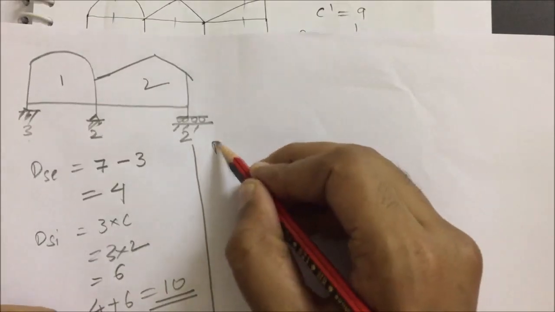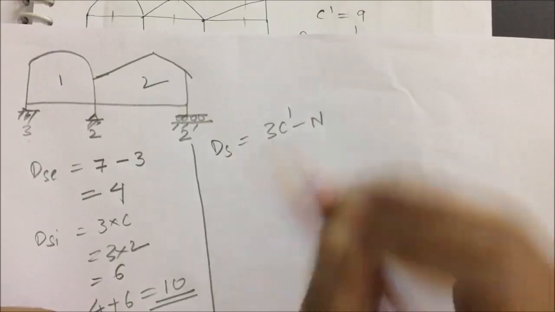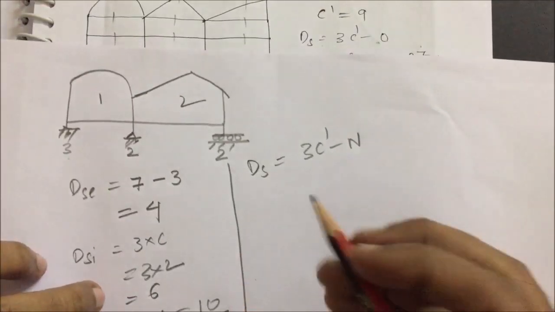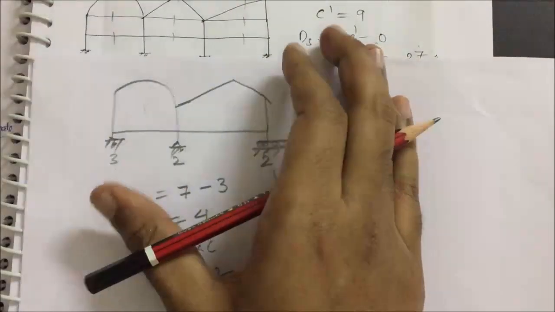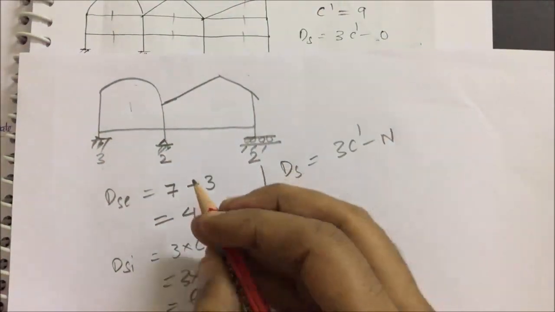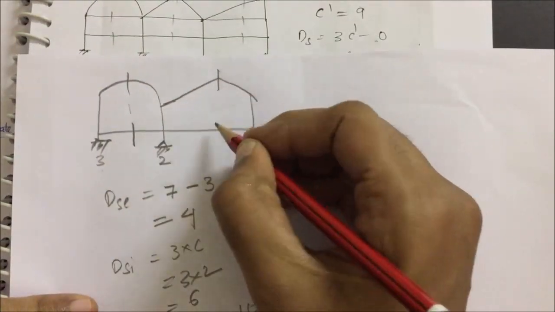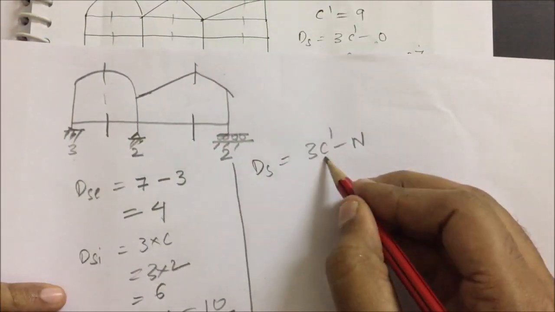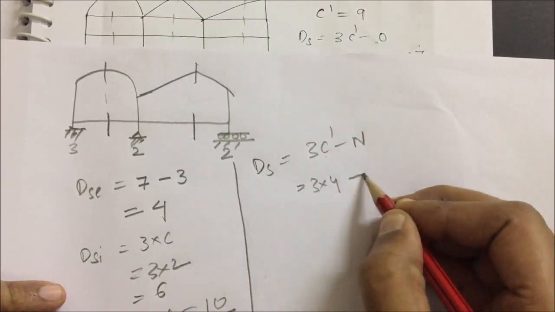In the second method, what is my formula? ds is directly equals to 3c dash minus n. Okay, so in second method what is c dash? Number of cuts you need to make it stable cantilever, right? 1, 2, 3, 4. What is the c dash value? C dash value is 4, right? 3 into 4 minus n.